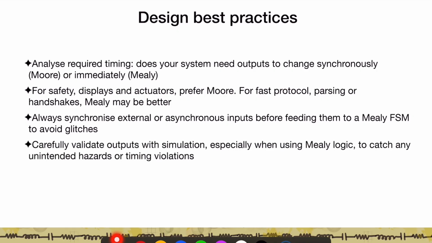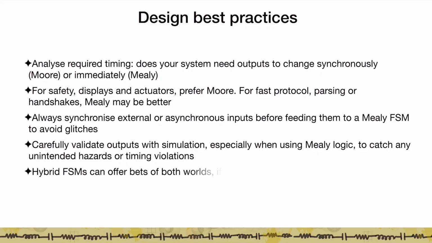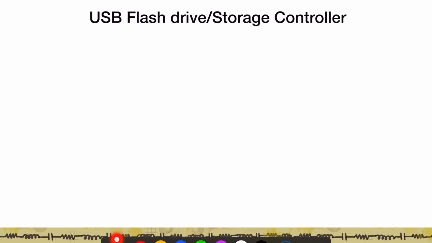And finally, carefully validate. This is true for all FSMs. Validate outputs with simulation. In Mealy, it's especially critical to do this so as to catch any unintended hazards or violations that you might have in your design. And as I mentioned before, typically in the real world, you end up using hybrid FSMs. As long as you partition it properly, you should be able to take the advantages of both the Moore and Mealy for your design implementation.